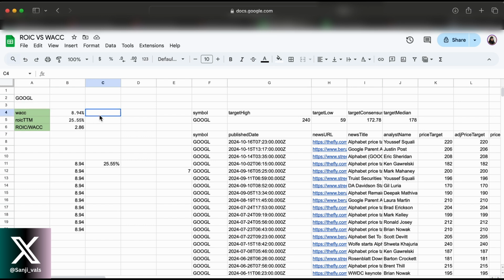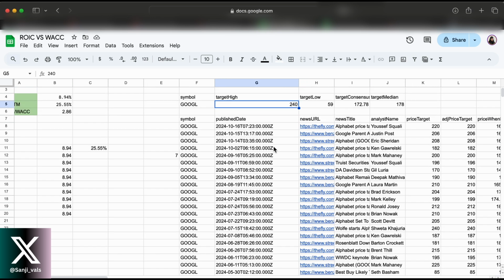Now we are comparing whether it's using its capital efficiently. WACC, it's the weighted average cost of capital. Basically, it's the cost of its attracted funds. And ROIC, it's the return on invested capital. It's the return on its attracted funds, both debt funds and own funds, including equities. And as you can see, the ROIC to WACC ratio is 286, which means that Google is using its attracted funds very, very efficiently.